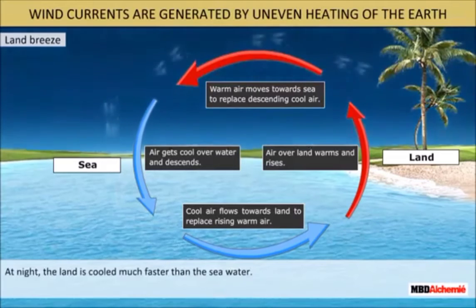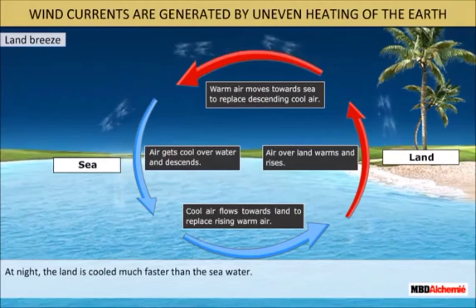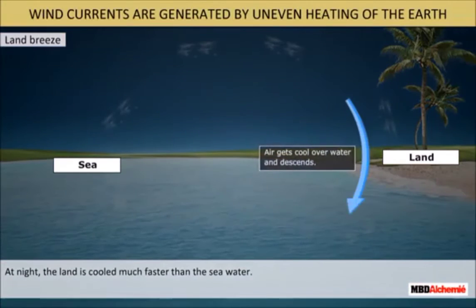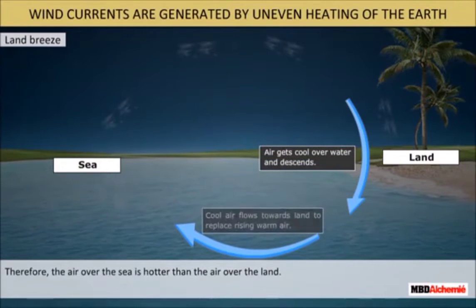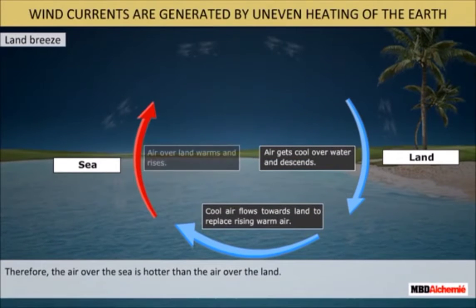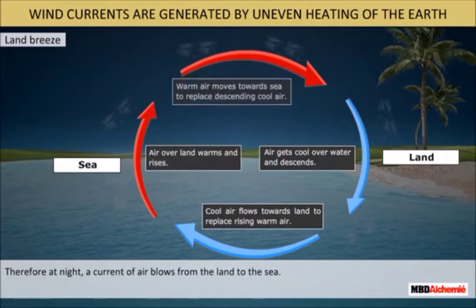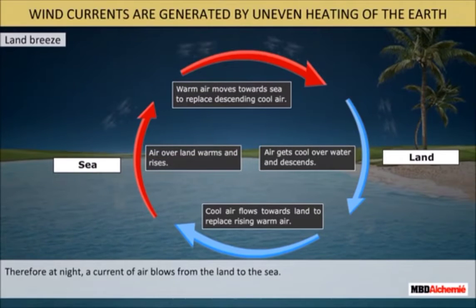Land breeze. At night, the land is cooled much faster than the sea water. Therefore, the air over the sea is hotter than the air over the land. Therefore, at night, a current of air blows from the land to the sea. This causes land breeze.